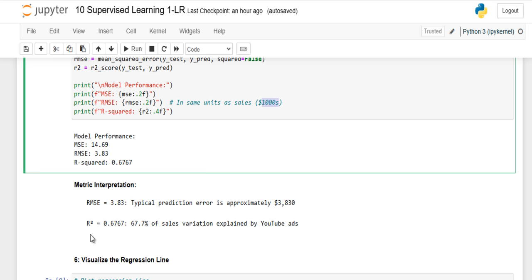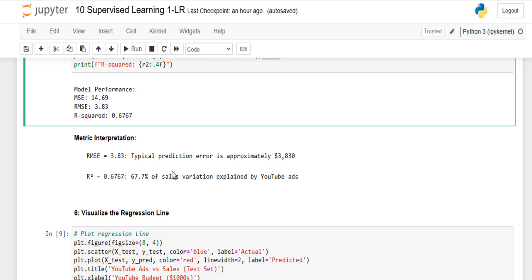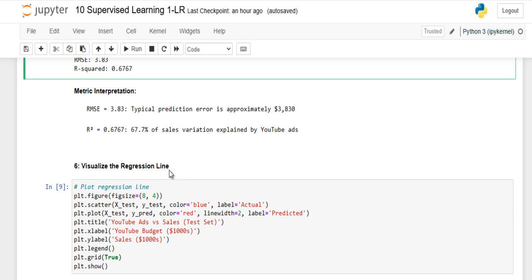Then R square is 0.677, which means approximately 67.7% of sales variation is explained by YouTube ads. So this is explained by YouTube ads. We are not even looking at the error now, because that one has been featuring in our RMSE and so on.